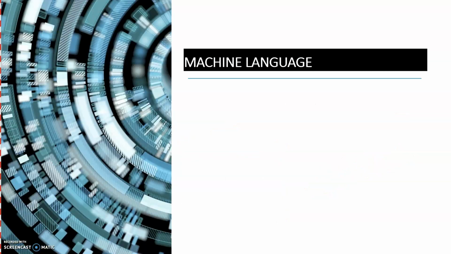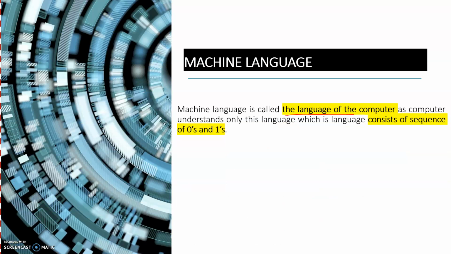So what is machine language? Machine language means the language of the computer. Why is it called the language of the computer? Because if you want to perform some task, then your task will be in the form of signals, which will consist of a sequence of zeros and ones. Your task will be coded in 0 and 1. Computers understand binary numbers, that is 0 and 1. That is why we call it the language of the computer.